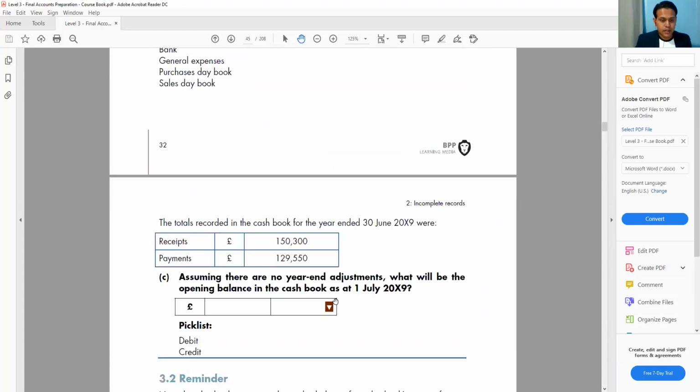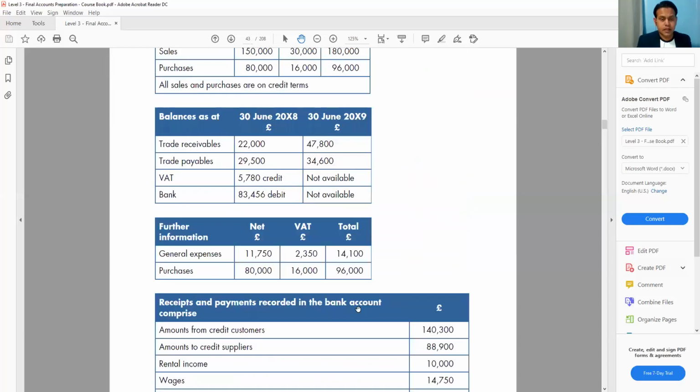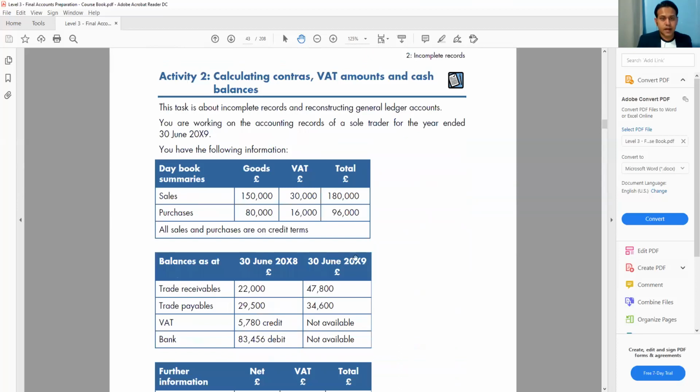So the last one we have, they said find the cash balance. Assume there is no year-end adjustment. What will be the opening balance in the cash book at 1st July 2009? Okay, so let's start from the beginning. The question first one is asking to find the contra.